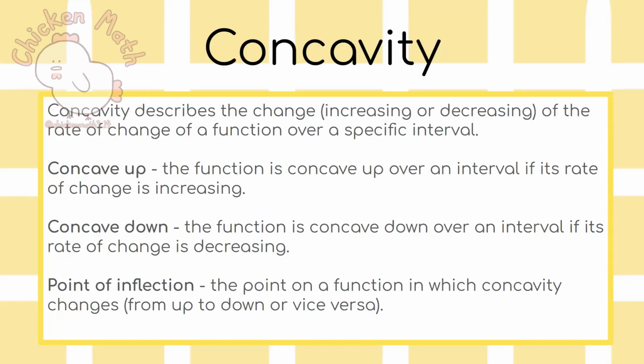Okay guys, next we'll be talking about concavity, which is honestly confusing at first, but the more you get practice with it, it'll become less confusing. Concavity just describes the change in the rate of change of a function. So if something is concave up, that just means the rate of change over an interval is increasing. And if something is concave down, that just means the rate of change over an interval is decreasing. And when a function changes from concave up to concave down, there's a point of inflection.